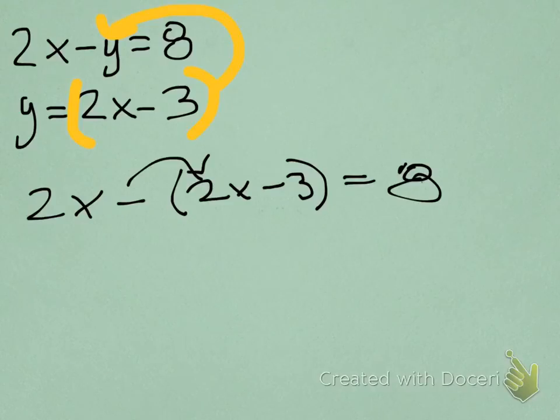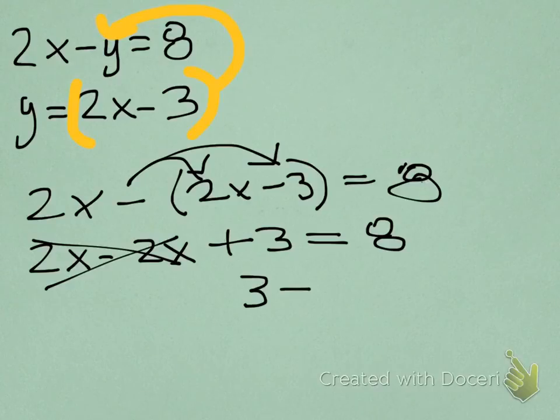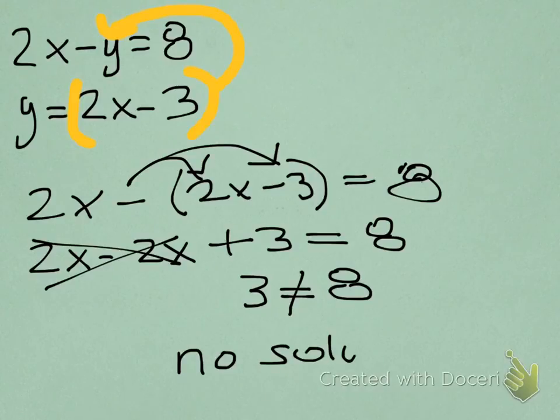This is actually like a -1, so I'm going to distribute it. So I have 2x minus 2x plus 3. Now 2x minus 2x actually cancels itself out. When you have that happen in your solving process and you get a statement that is false, so 3 equals 8 is not true, I can stop the process and just say no solution in this case.